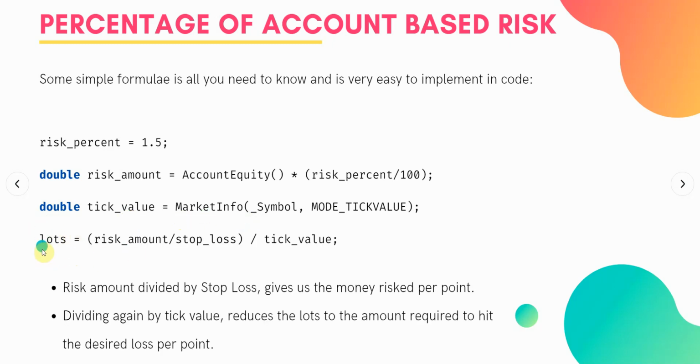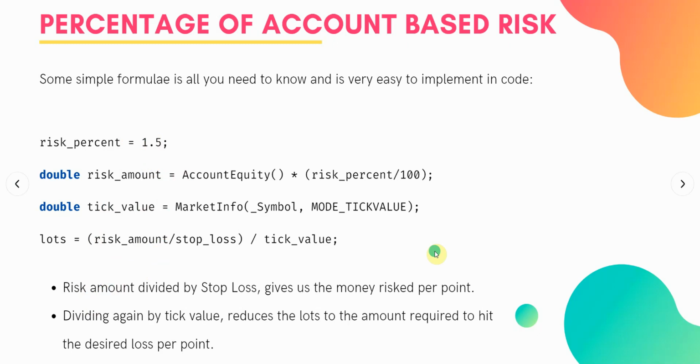So our lots, which is what we're actually going to put into our order send function, usually is going to be our risk amount, so how much in dollars we want to risk. We're going to divide that by our stop loss, so we're getting a risk per pip towards our stop loss amount, and then we want to divide that by the tick value, and that will convert that into the number of lots that we want to trade with, so that our risk per trade is at this risk percent worked backwards.